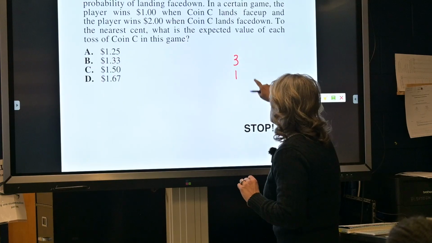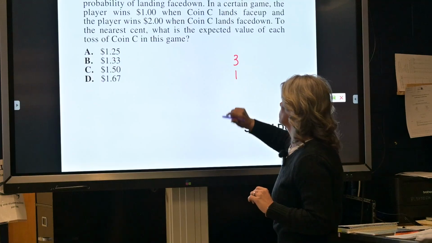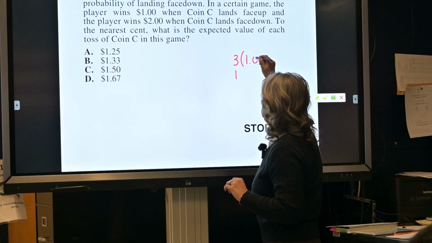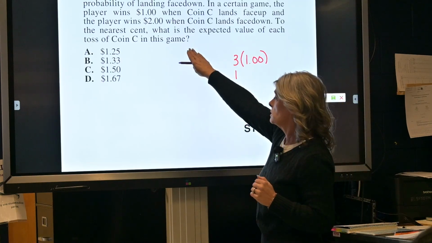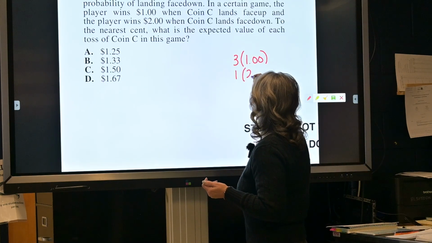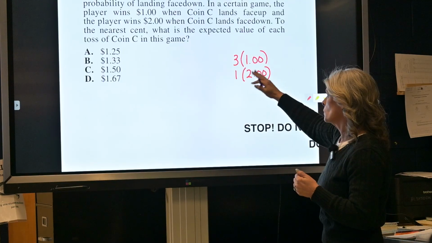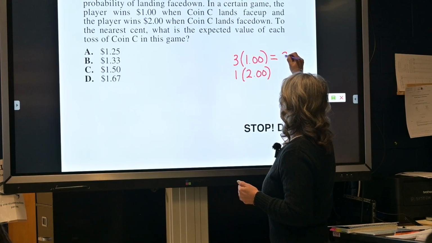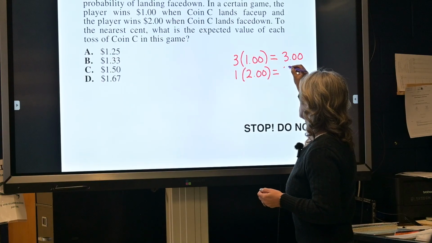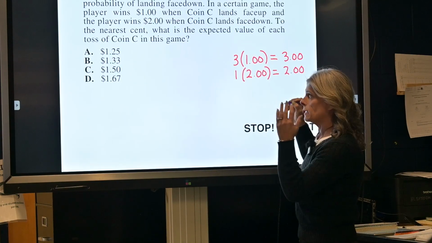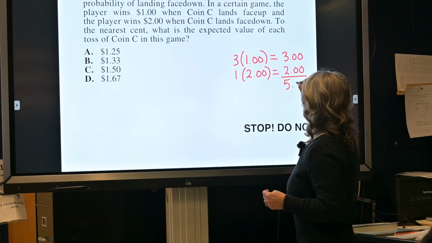Okay, when it lands face up, it's $1. When it lands face down, they get $2. Okay, so we're going to multiply those out. 3 times $1 is $3. 1 times $2 is $2. And we'll add up our total, okay? So $3 plus $2 is $5.